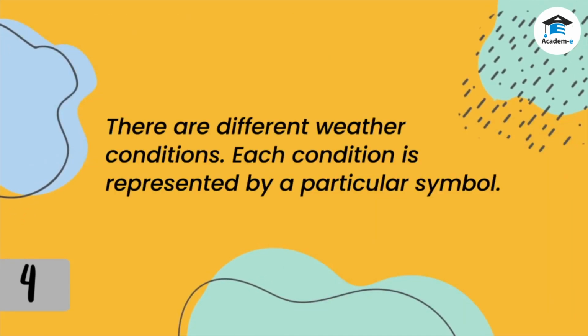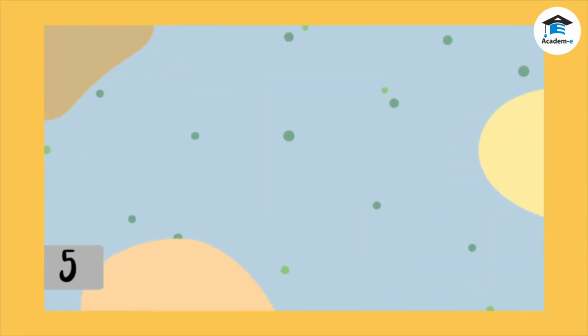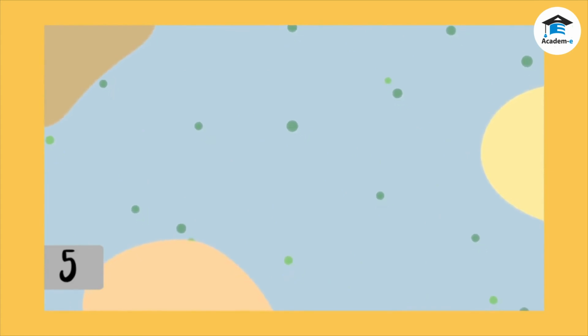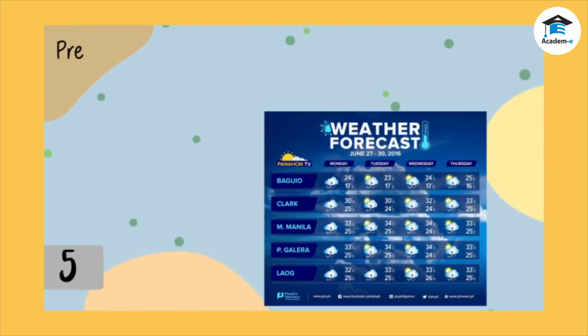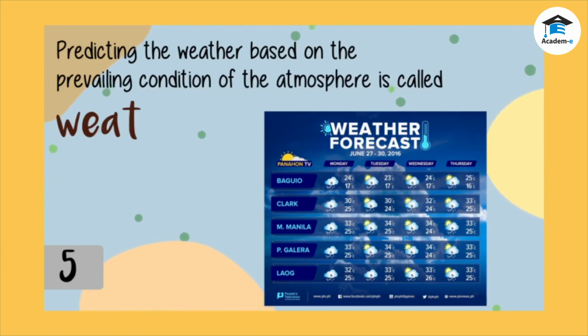There are different weather conditions. Each condition is represented by a particular symbol. A weather calendar shows the average weather from day to day. Observing the atmosphere tells you what the weather is. Predicting the weather will help you plan your activities for the day and for the next few days. Predicting the weather based on the prevailing condition of the atmosphere is called weather forecasting.